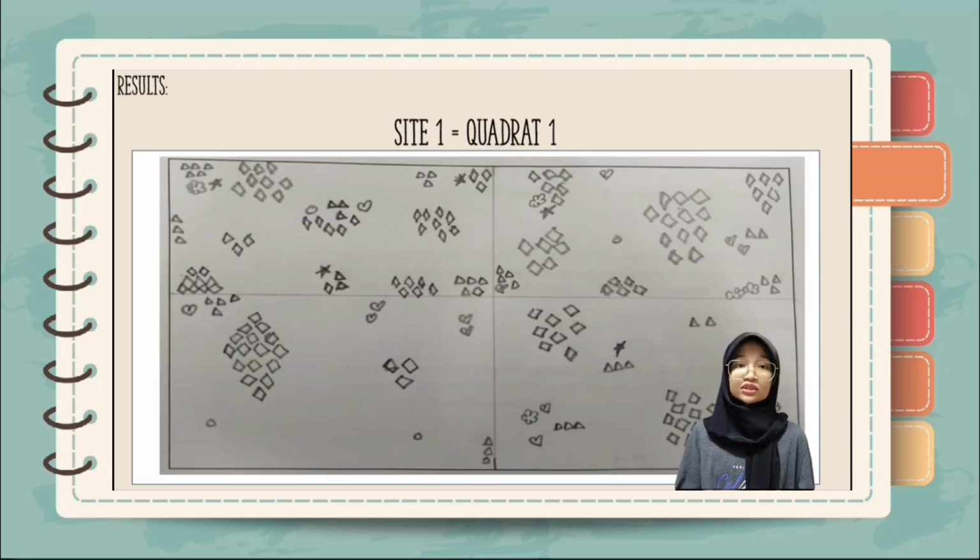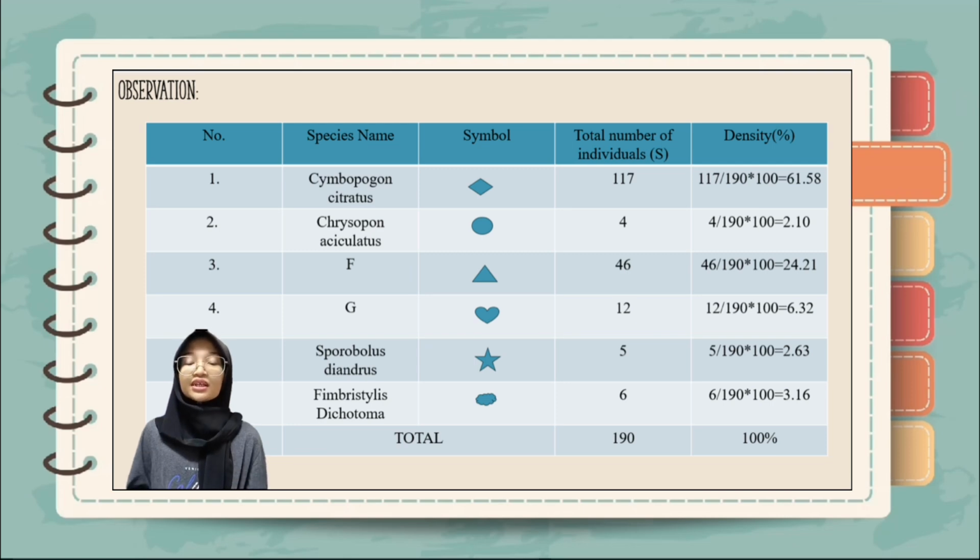As you can see here, this is our result, the drawing of our results. There are 4 different areas here, and each shape signifies a different type of species. So the more abundant they are, the more shapes are drawn on this paper here. Next, as you can see in the table, the shapes are aligned with different types of species, and as we can see here, the highest total number of individuals is Cymbopogon citratus, which also has the highest density amongst all of the other plant species in the first quadrat.